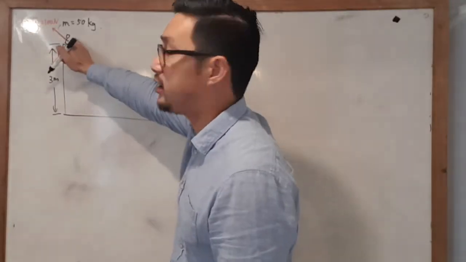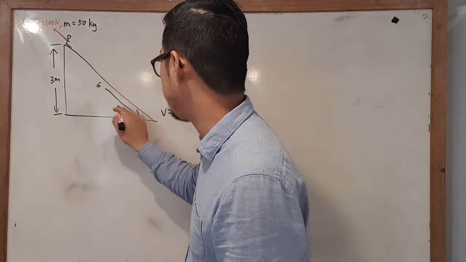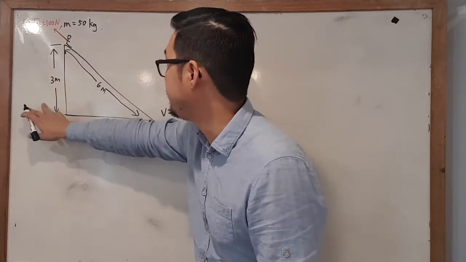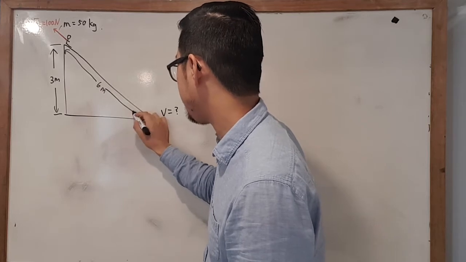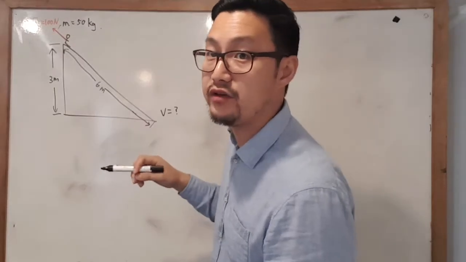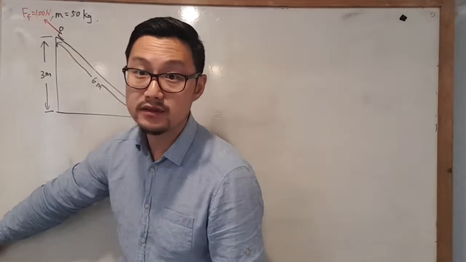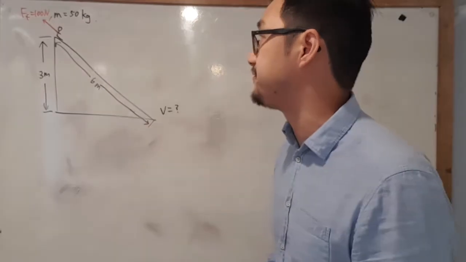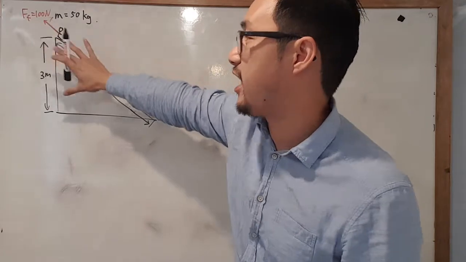In this situation, we have a person that's going to go down the slide. We have a few pieces of information. The height is 3 meters and the length of the slide coming down is 6 meters. Then there is a friction force going backwards, which is 100 Newtons, and the mass is 50 kg. That's four pieces of information that you know.